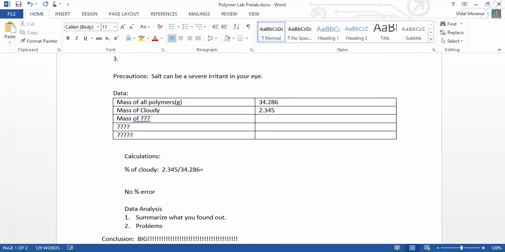All right, so 2.345 divided by 34.286. And my calculator says, times 100, right? My calculator says 6.839526 grams. Okay, how many points are they going to lose? Everything is 3 points. How many points are they going to lose? 3. And they're going to lose another 3. Can you tell me what 6 points they're going to lose?